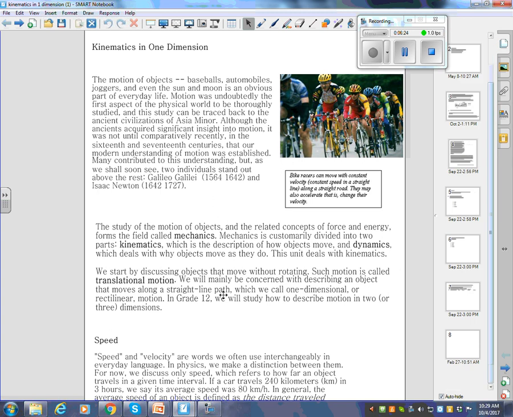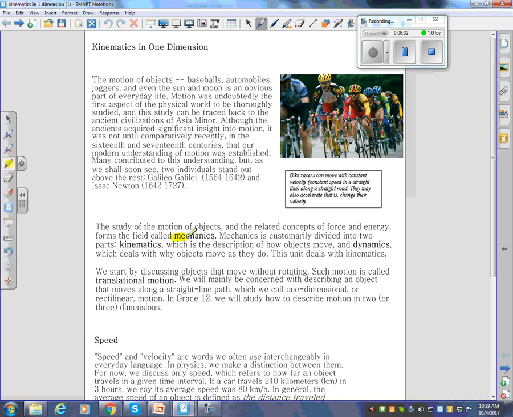The study of the motion of objects and the related concepts of force and energy forms the field called mechanics. There's one of those words from the outline that you need to know. Mechanics is the study of the motion of objects and the related concepts of force and energy. Now I'm going to be challenging you with some preconceptions that you have, some beliefs that may actually be wrong. So hopefully you're willing enough to say, yeah, I was wrong and I need to rethink that. Okay? That's an important thing.